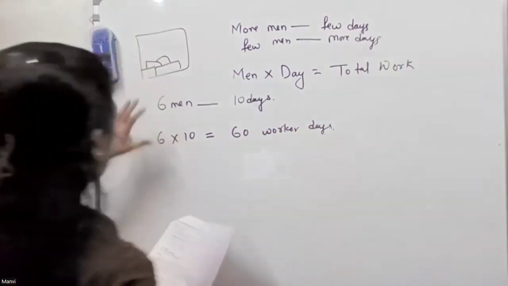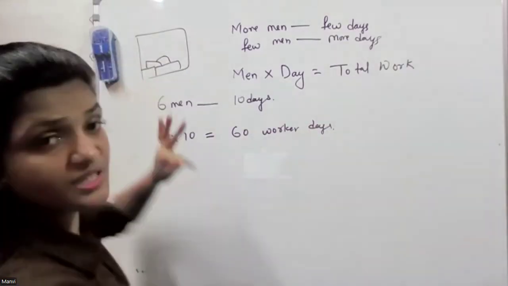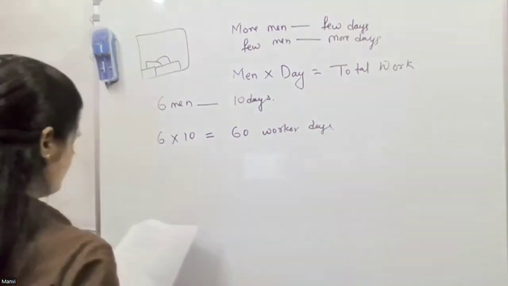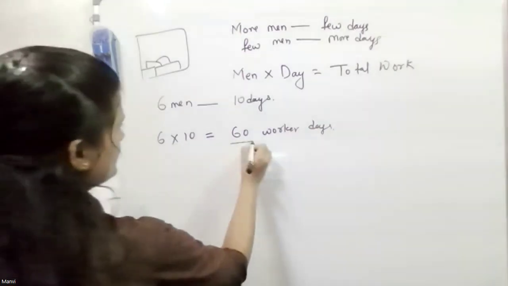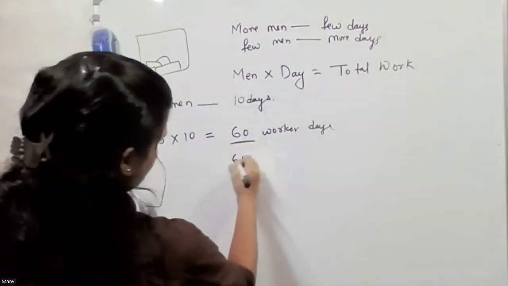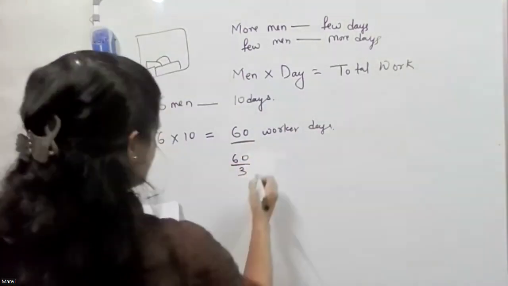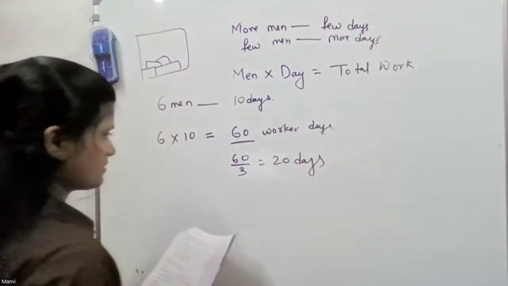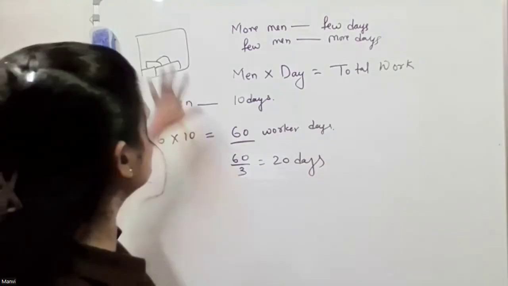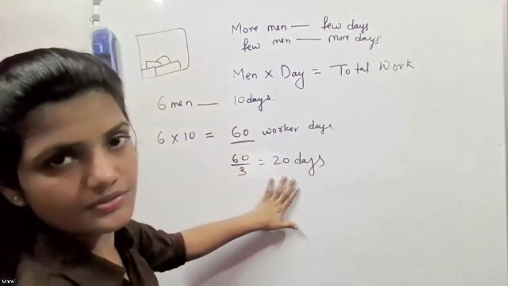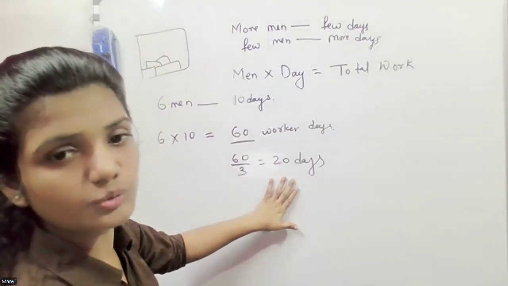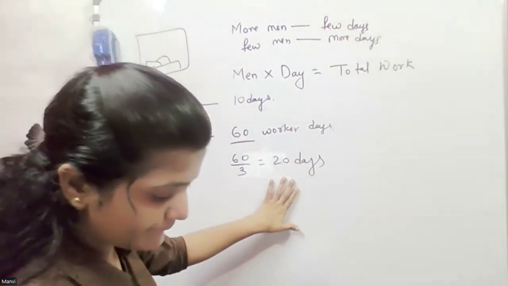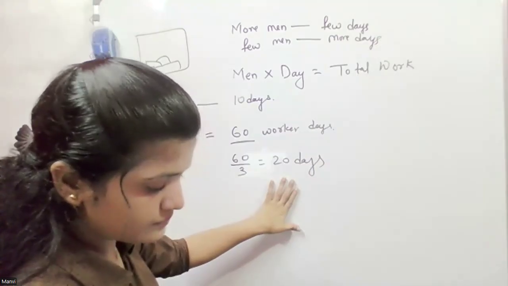Now we have just 3 men. So divide the worker days by 3, which is 20. So 3 men is 20 days. So 3 men are able to do the same work in 20 days. 3 men are able to do this work in 20 days.